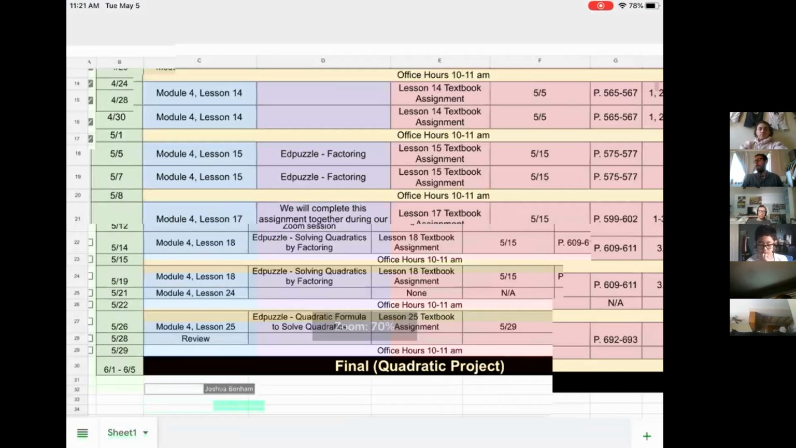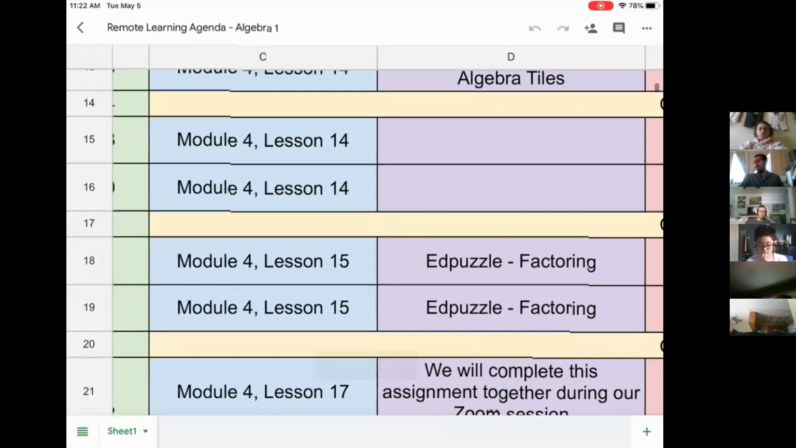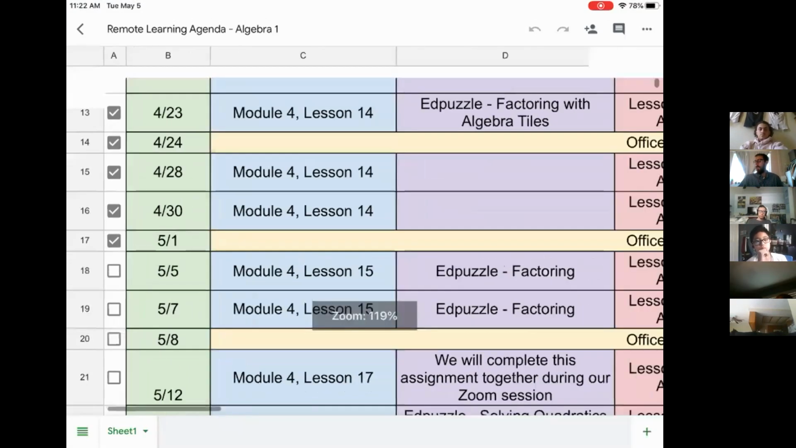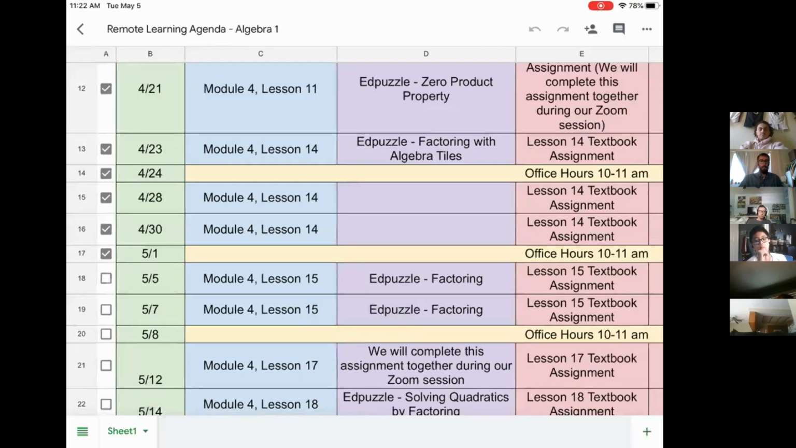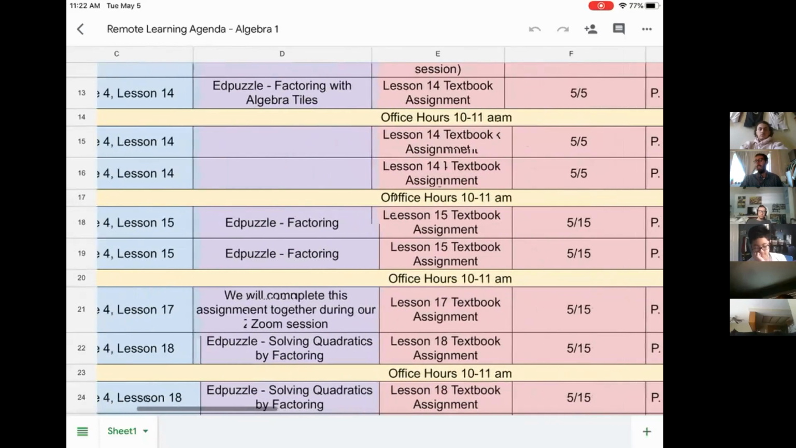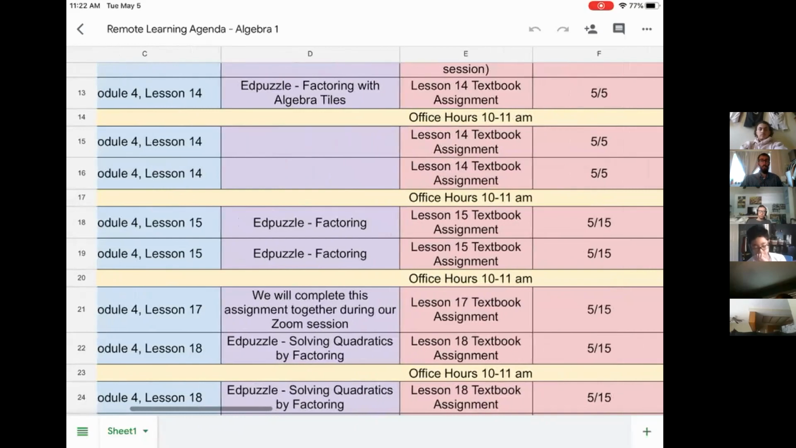Notice everything that we've done has little check marks next to it. We've finished up through 5.1. Today is 5.5. Happy Cinco de Mayo. That's why we're doing lesson 15 today. Notice there are some Edpuzzles that relate to it. Focus on those before moving ahead. The lesson 15 textbook assignment, we'll probably get a decent amount of that done on Thursday. So if you can tune in on Thursday, after we introduce the concept today, we'll try to get as much of that assignment done together in class.